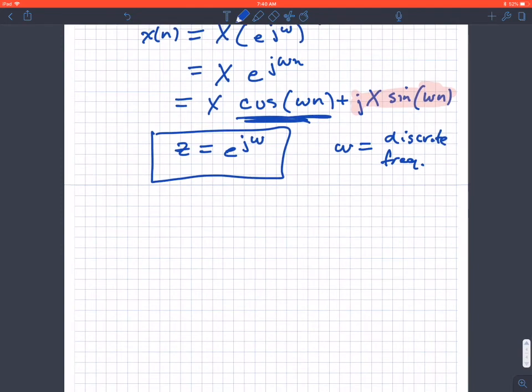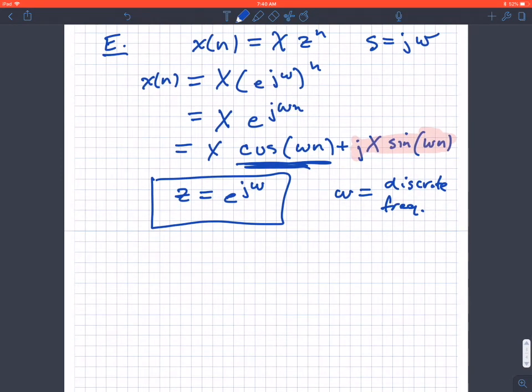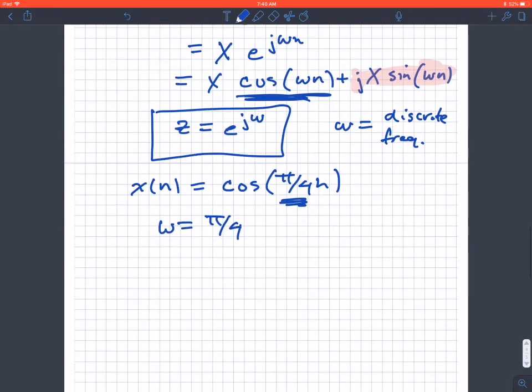We can talk more about discrete frequencies in another problem from this review, but it's not that hard. X of n is cosine pi over 4n. So this is the frequency. Omega is pi over 4. To find the steady state value y, it's going to be h of z, evaluated at z equals e to the j pi over 4, times x.